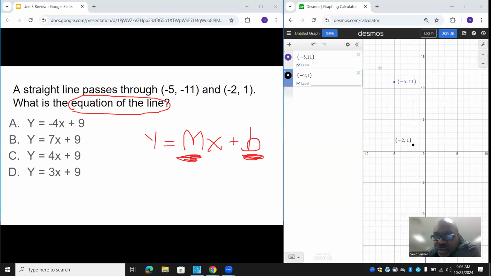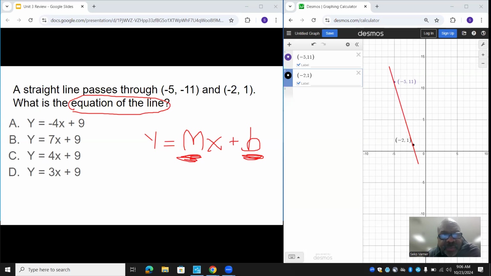Let me just freehand draw. This would be a negative slope. All right, so I know it's going to be a negative slope, and I'm looking here, and the only one that I see that's a negative slope is here. But I want to be sure, right? I want to be sure.